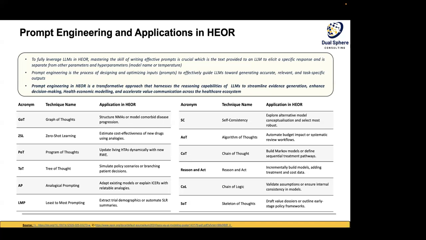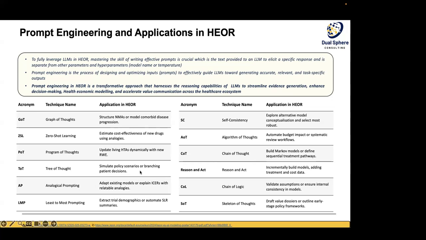If you want, you can take a snapshot of this. There are certain prompt engineering techniques and applications. You should know a few of them. These acronyms, right? Like graph of thoughts. This is a technique of giving the prompts. These are used in NMAs. Zero shot learning for estimation of cost effectiveness of new drugs. Program of thoughts, update living HTAs. Tree of thought, simulate policy scenarios or branching patient decisions.